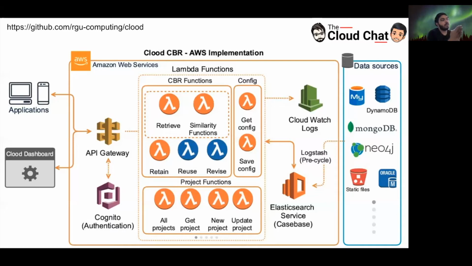And all these Lambda functions are actually executed via HTTP requests through the API gateway. And the main functions here are the retrieve function and the similarity function. What they do is process data from Elasticsearch based on the configs that are also stored in Elasticsearch. And later, if the client wants to improve the accuracy or tweak different aspects of the results, he can use the other functions such as retain, reuse, and revise.